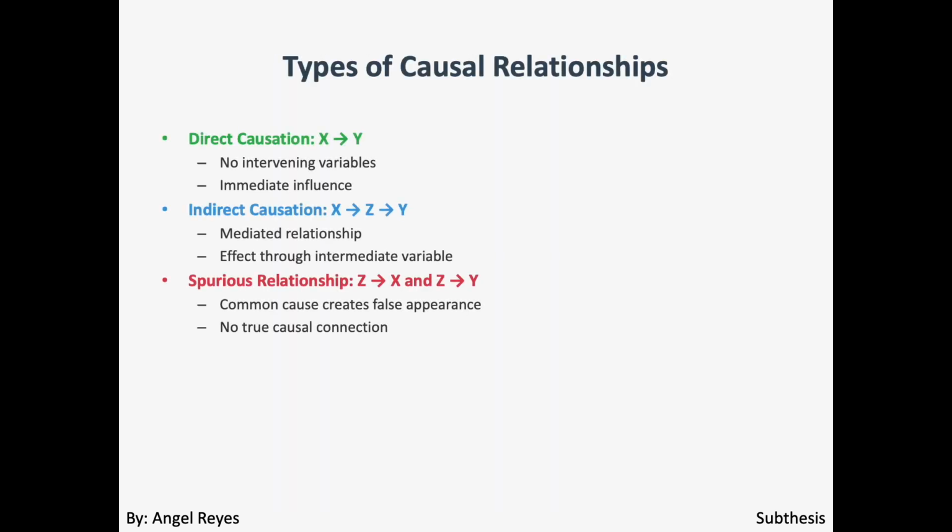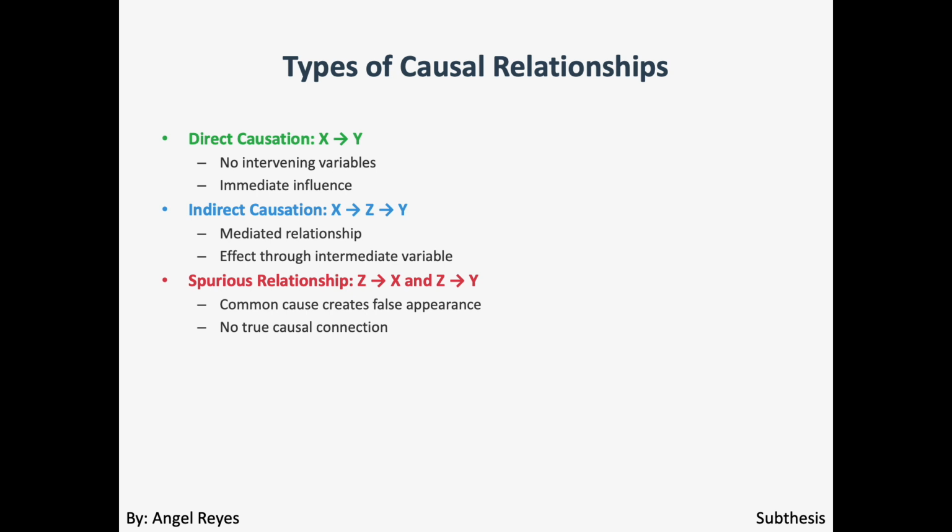Before we wrap up, let's clarify 3 types of causal relationships you'll encounter. Direct causation is when X directly influences Y with no intervening variables, like flipping a light switch directly causes the light to turn on. Indirect causation involves a mediating pathway. X influences Z, which then influences Y. For example, exercise might improve mood by first improving sleep quality.